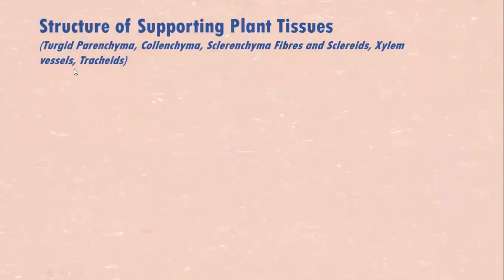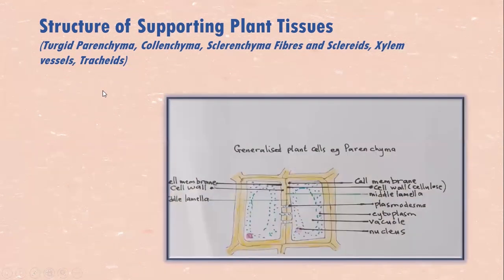And first of all, we want to look at them as supporting tissues. So what are the supporting plant tissues? We have turgid parenchyma, collenchyma, sclerenchyma fibres, sclereids, xylem vessels, and tracheids. These are the plant tissues that give strength and support to plants. Now, let's look at turgid parenchyma.